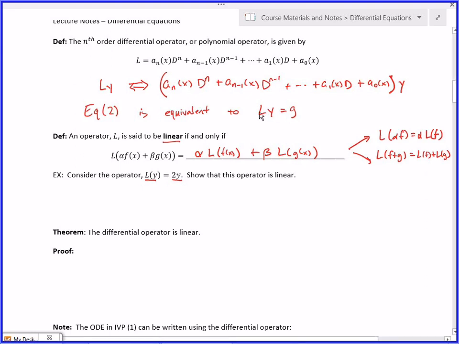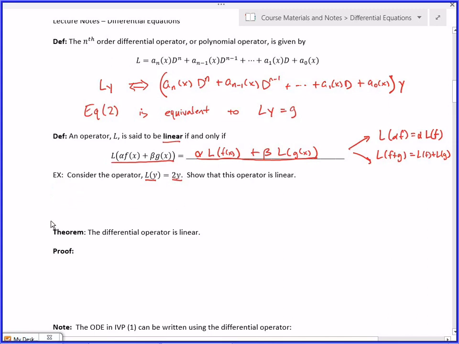To show that it's linear, we need to show that this is equal to this. We need to show that L of alpha f plus beta g, when L is to multiply the function by 2, is the same thing as alpha L of f plus beta L of g. So, proof. Start with the left-hand side of the definition and show that it equals the right-hand side.